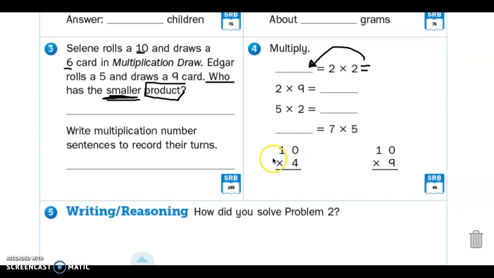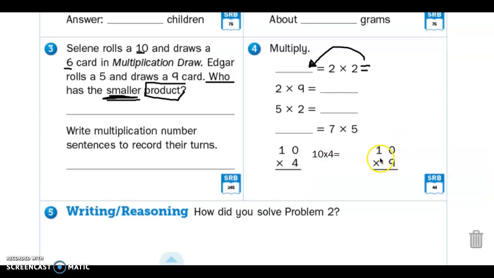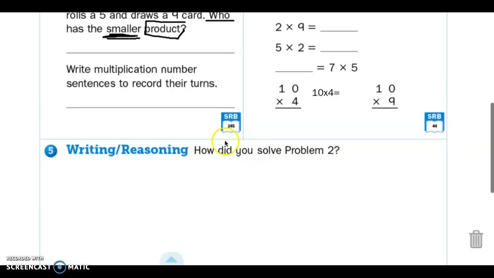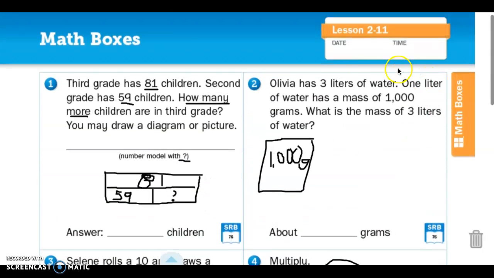Here's another one. 10 times 4, and this line right here is like an equal sign. 10 times 4 equals what? That's like saying 10 times 4 equals what? 10 times 9 equals what? And then number 5, how did you solve problem number 2? Scoot, scoot, scoot. Okay, how did you solve this one? Use words to describe it. All right, turn a picture in when you're done.